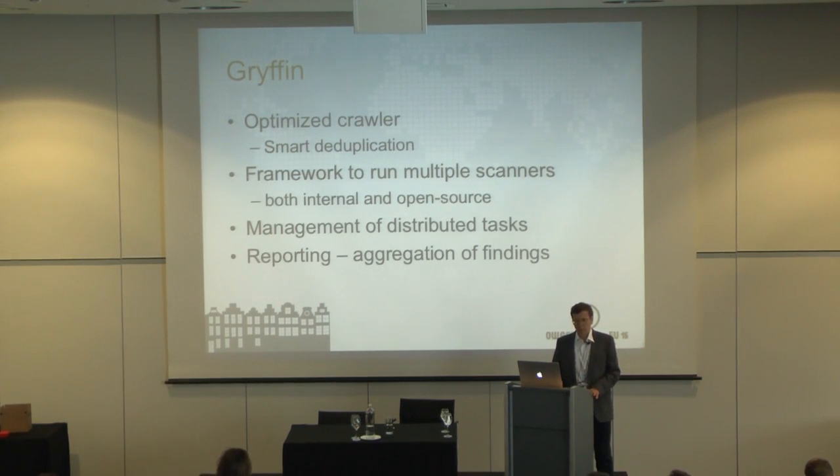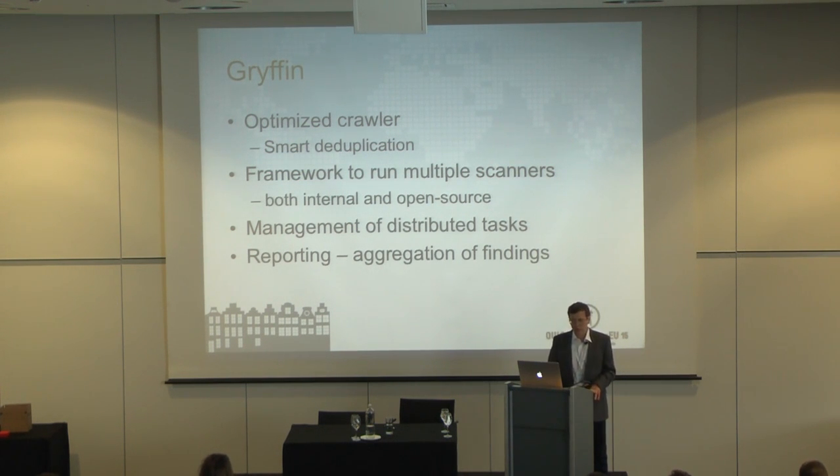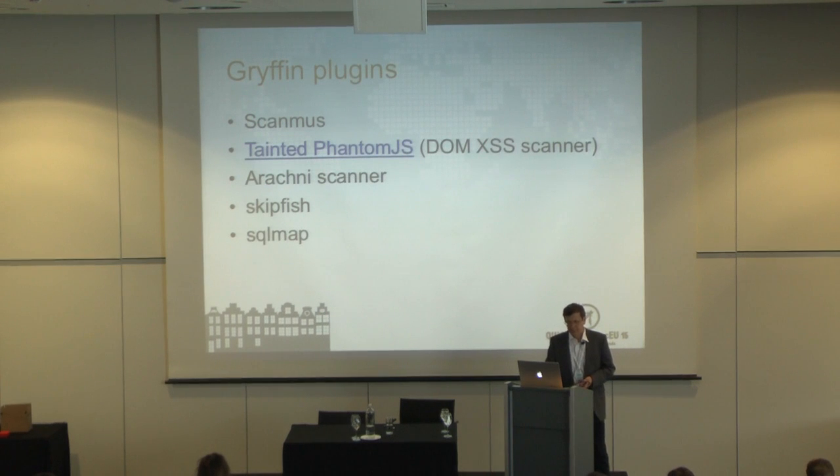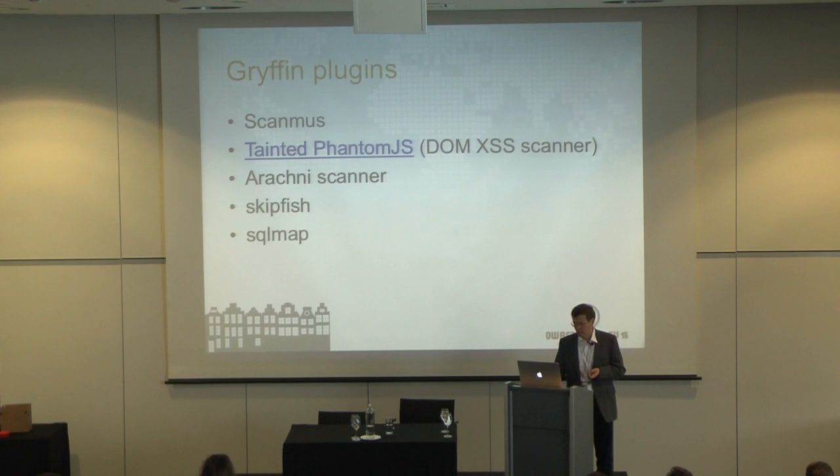Griffin has an optimized crawler and smart deduplication so that we wouldn't scan all the news articles. Time skipping on this, I'll explain why. It's also a framework to run multiple scanners, both internal and open source. It manages the distributed tasks, so it has workers that run those plugins or scanners in parallel, and it aggregates the reporting. The current plugins are ScanMoose, Taint in PhantomJS, a DOM XSS scanner that my teammates wrote, Arachni, Skipfish, and SQLMap. We like running multiple scanners so that we can benchmark them or cross-check them against each other and take the best from each one.